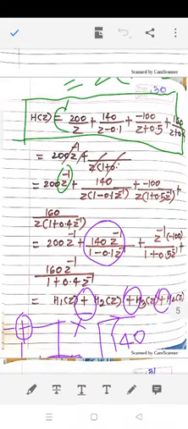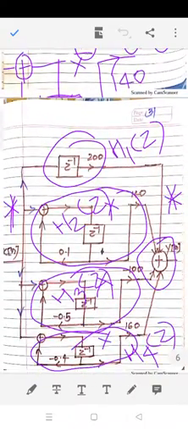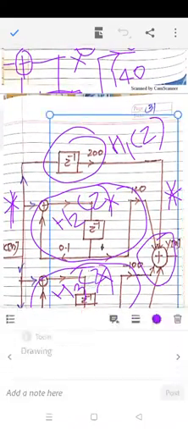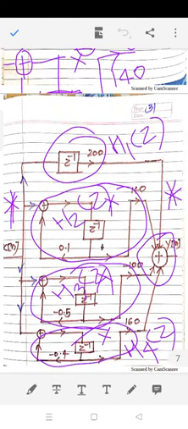See, correct? H1, H2, H3, H4. Okay, so that concludes our cascade form and parallel form structure.